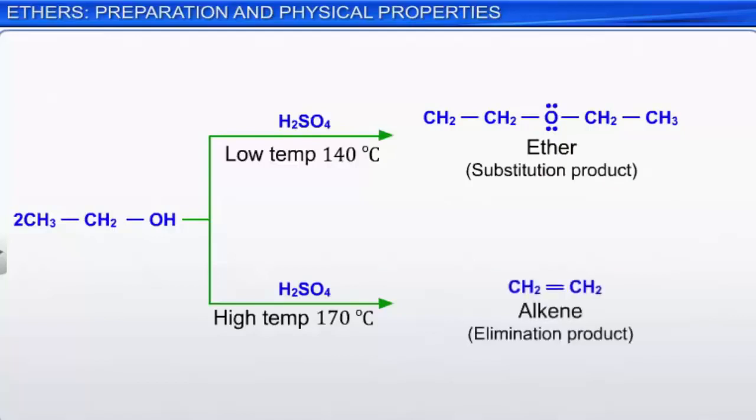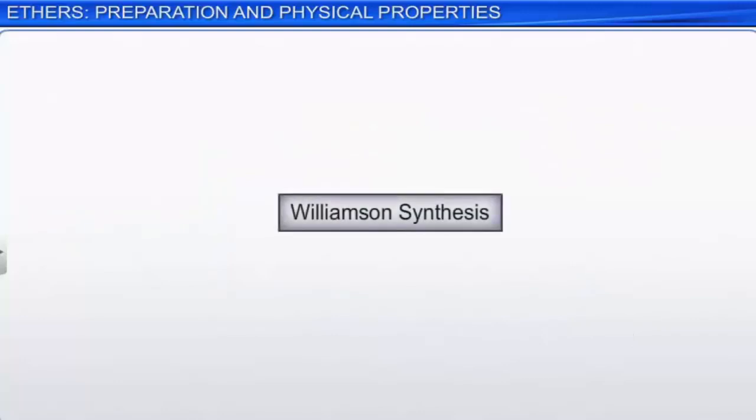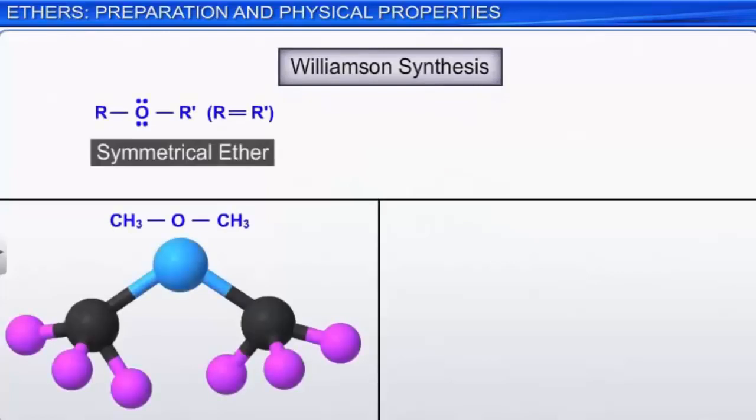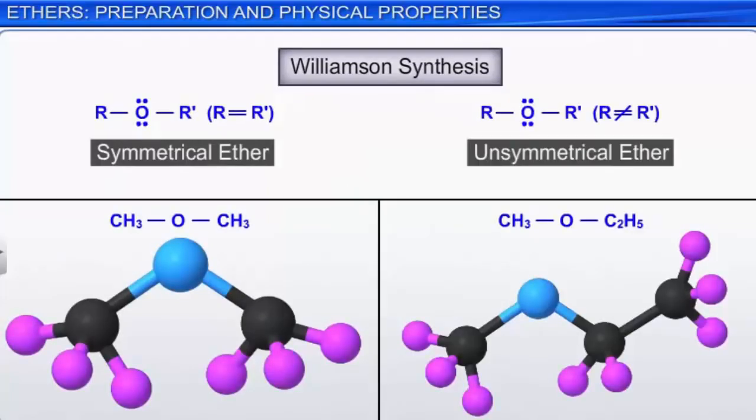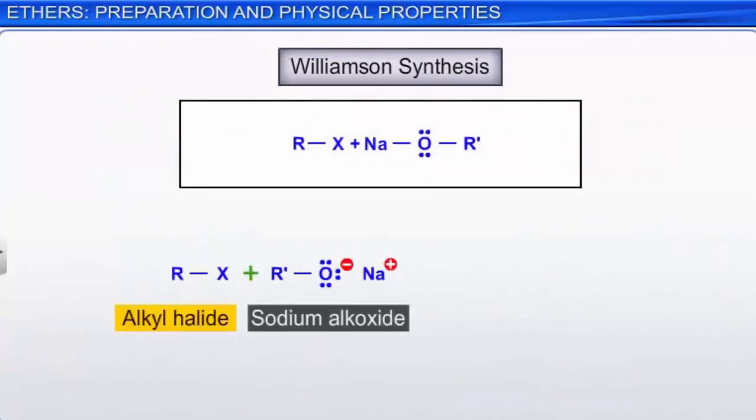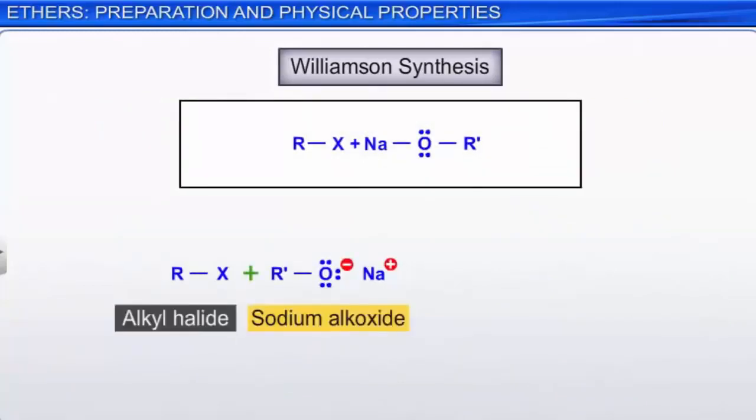An extremely important synthetic route to ether preparation is the Williamson synthesis. It can be used in the laboratory to produce either symmetrical or unsymmetrical ethers. In general, an alkyl halide is combined with a sodium alkoxide to produce an ether. A sodium halide is the byproduct.